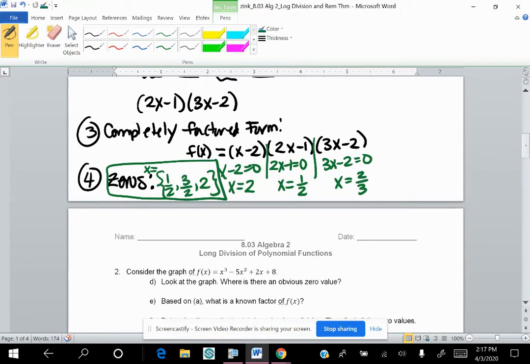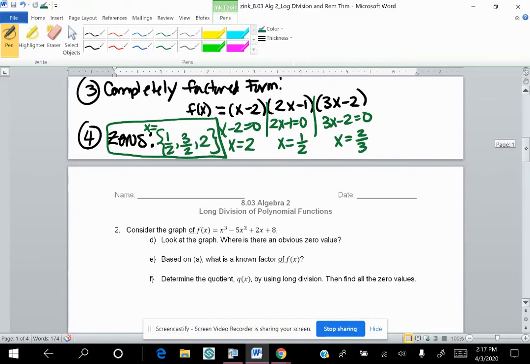So 3 different zeros. Okay. Let's try another one. So number 2.